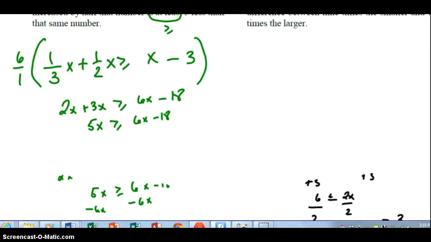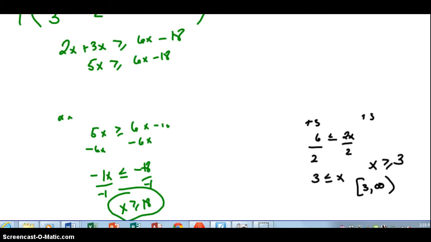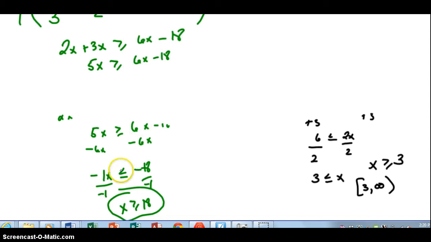Oh, I already did this earlier. That's why you see the answer. You'll see down here, subtract 6x from both sides. When you divide by -1, you have to flip the sign. So x will be greater than or equal to 18.